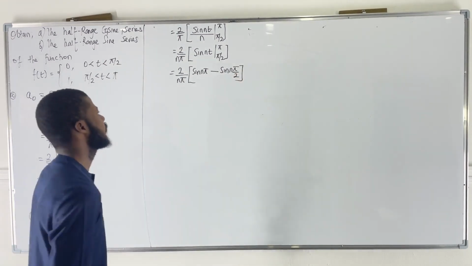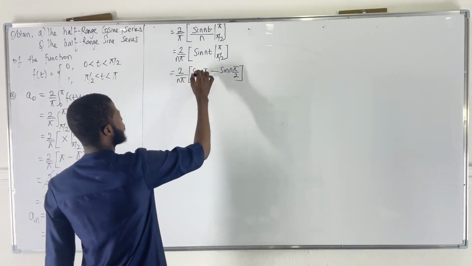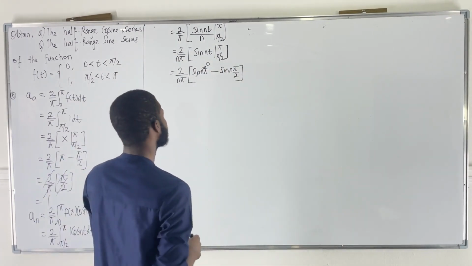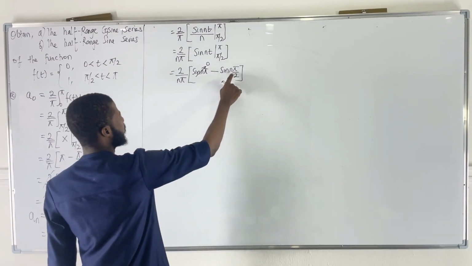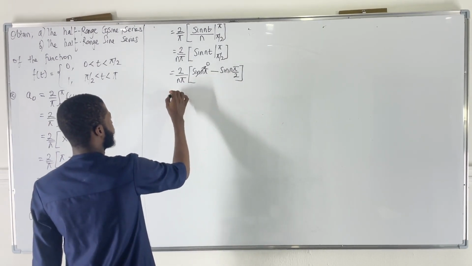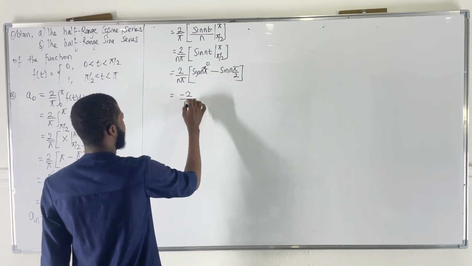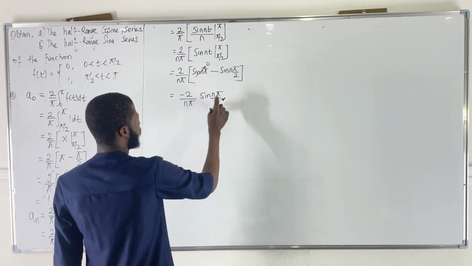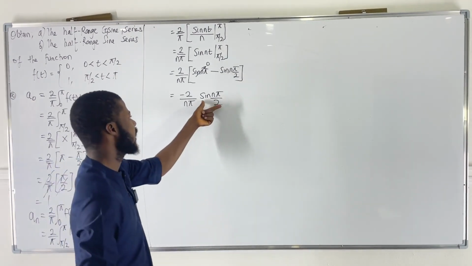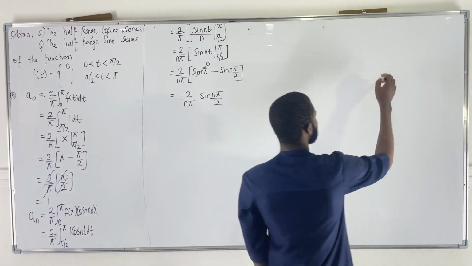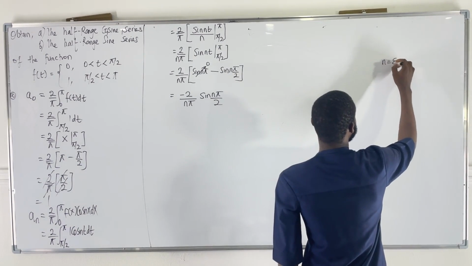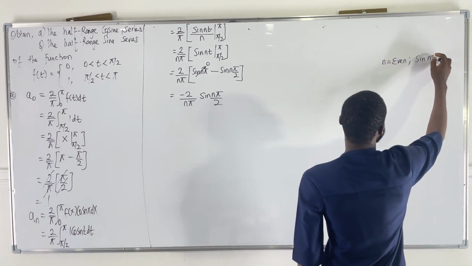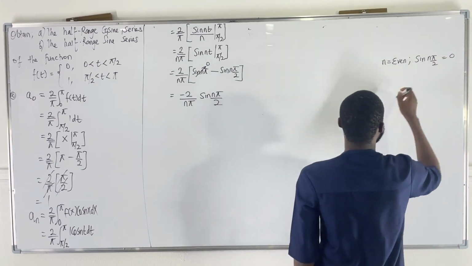So this is what I have. Now sine n pi has a special value. That special value is 0. Sine n pi will give us 0. Now, since we have only this left, this minus can come outside. So this is minus 2 over n pi sine n pi over 2. Now, there's a particular way that this sine n pi over 2 behaves. So when n is even, sine n pi over 2 is always equal to 0.